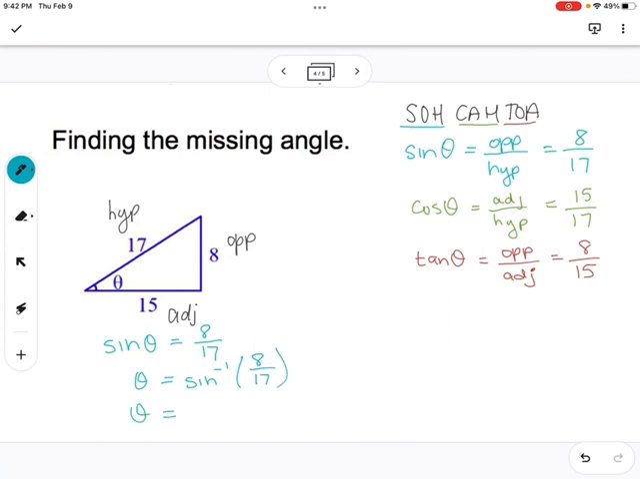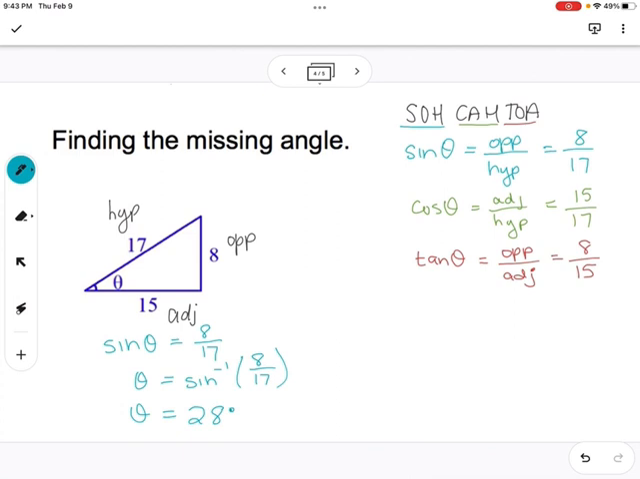So now when you go to put this in your calculator, on mine I would put 8 divided by 17, press equals, and then I'm going to hit my second button. You could also have a shift button on your calculator. When I hit second, then the sine -1 will come up, and you can click that, and that will give you the degree answer. And we get 28 degrees.